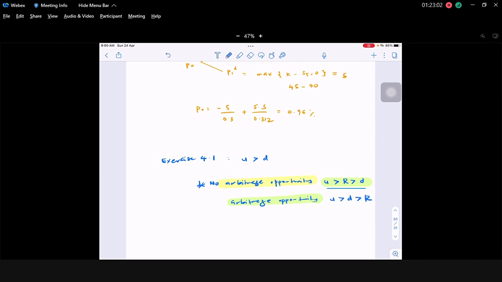Maksudnya if this one is not satisfied, let's say kita akan dapat formulation sebagaimana berikut, then there exists arbitrage opportunity. So cuba justify. Soalan 4.2 dan 4.3 just simple concept based on apa yang kita bincang tadi lah. Okay ke?